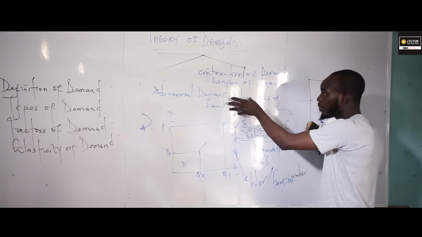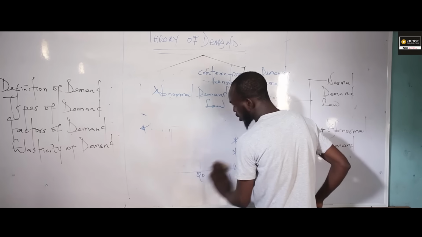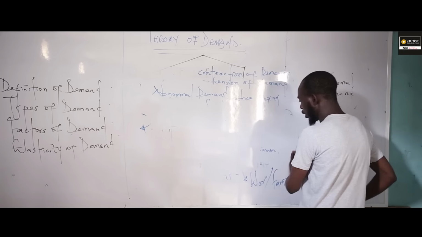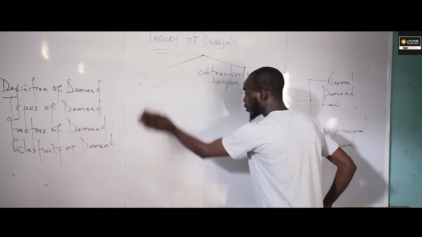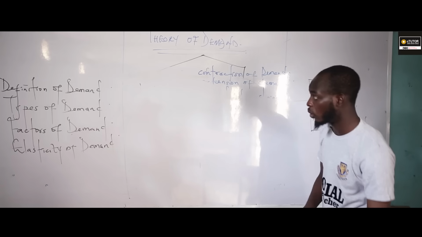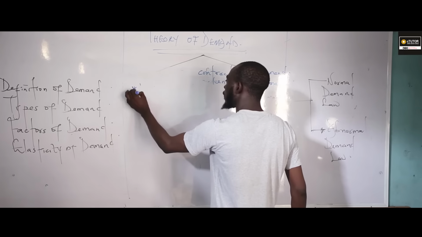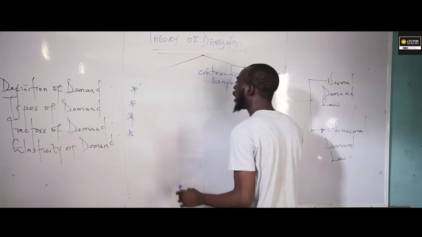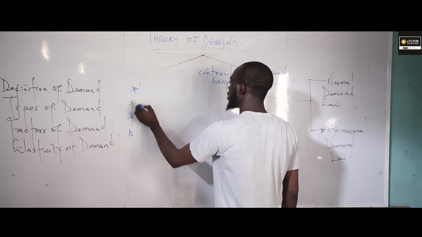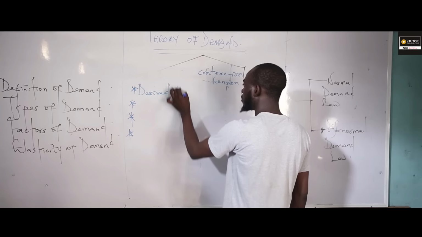Now let's move further. Apart from normal demand law and abnormal demand law, we also have what we call types of demand. The one that I explained just now is only dealing with the types of demand law. Now let's move to the types of demand. Actually, we have four main types of demand. The first one we have is derived demand.